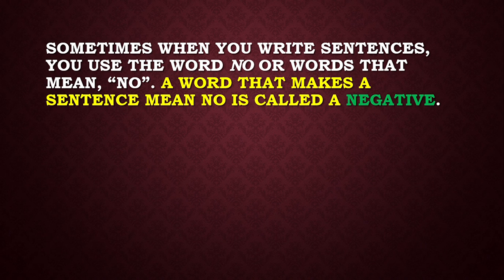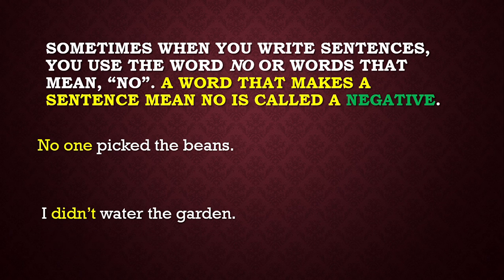Sometimes when you write sentences, you use the word no or words that mean no. A word that makes a sentence mean no is called a negative. So for example, no one picked the beans. I didn't water the garden. Do you see the trend? There's no or not, right? The contraction for not is there.